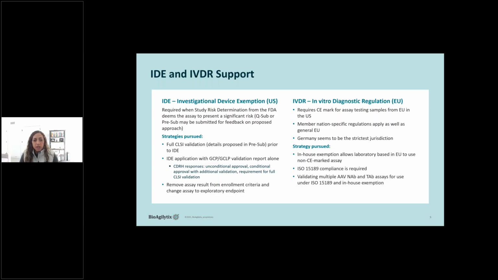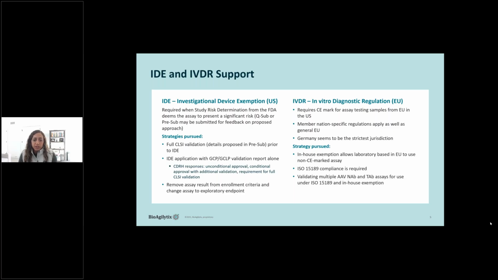if deemed significant risk, a full CLSI validation prior to that IDE submission, or an option could be submitting an IDE application using a GCP or GCLP or a CLIA assay and awaiting the FDA's CDRH response, either for approval, or there could be a conditional approval with additional validation requirements, or it could be conditional approval for a full CLSI validation. Or lastly, another option could be to remove the assay entirely from enrollment criteria. This would remove it off of that IDE path.